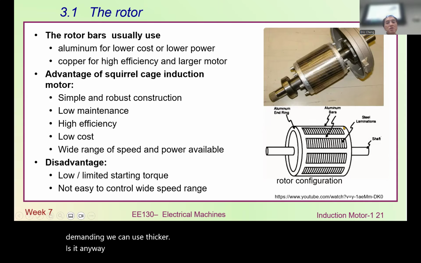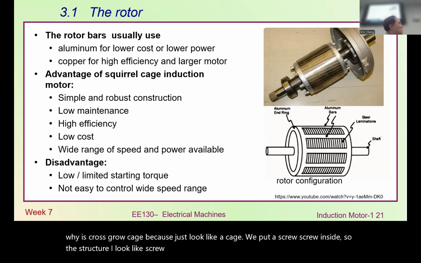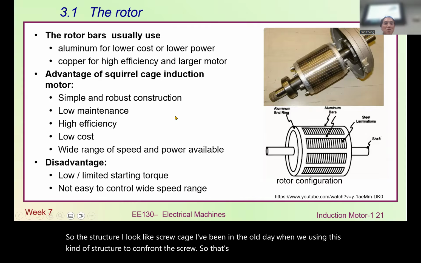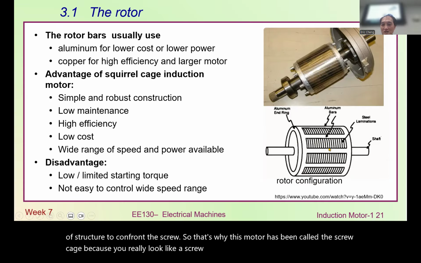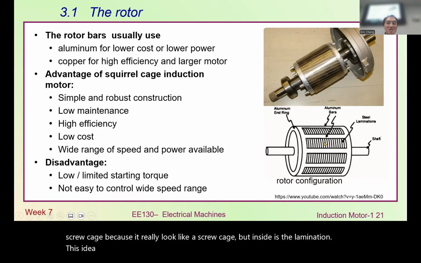And the construction of the squirrel cage will look like all these bars. So why is it called a squirrel cage? Because it just looks like a cage. We put a squirrel inside, so the structure looks like a squirrel cage. I mean, in the old days we used this kind of structure to confine the squirrel. So that's why this motor has been called a squirrel cage, because it really looks like a squirrel cage. But inside is the lamination. Inside there, supposedly we have a squirrel inside.